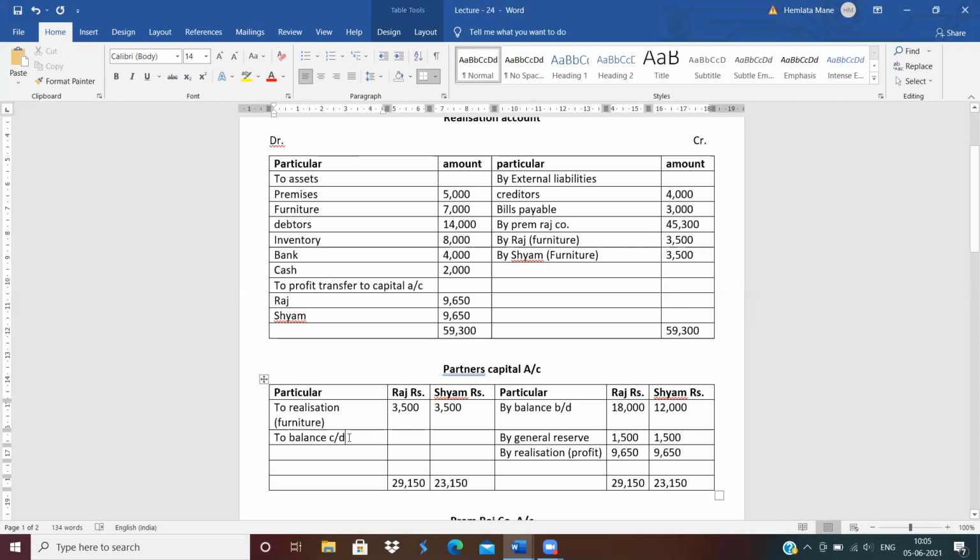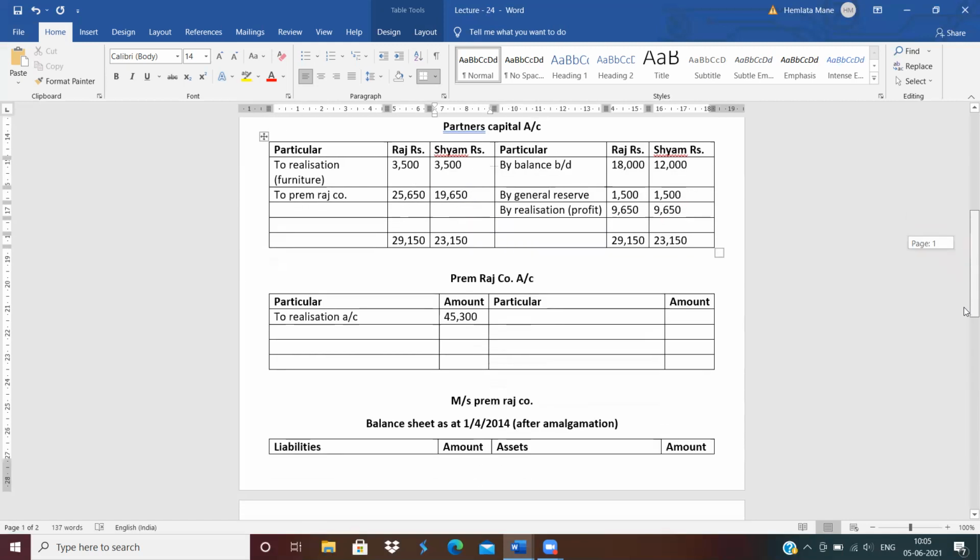Now this balance carried down, transfer to whom? Transfer to the new firm, that is Premraj and Company. This is your new company. So transfer this to the new company. How much is the balancing figure? 25,650 and here 19,650. Now transfer this account in Premraj Company by Raj. How much is the amount of Raj? 25,650. Next is by Sham. How much is the amount of Sham? 19,650.